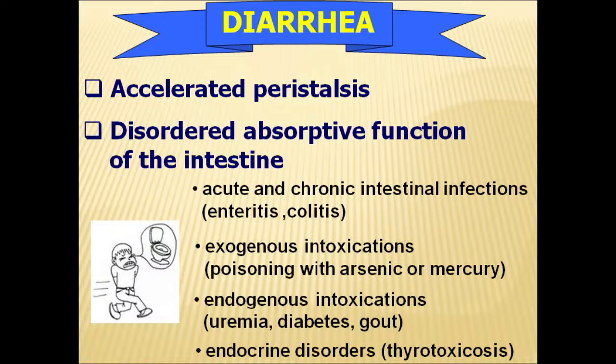If you remember, we said the thyroid gland is the most active gland of the endocrine system, which regulates the activity of other endocrine organs and some inner organs, for example the cardiovascular and digestive systems. And if the level of thyroid hormones in the blood increases, motor activity of the gastrointestinal tract also increases. And we said due to accelerated peristalsis and disordered absorptive function, the patient complains of diarrhea.